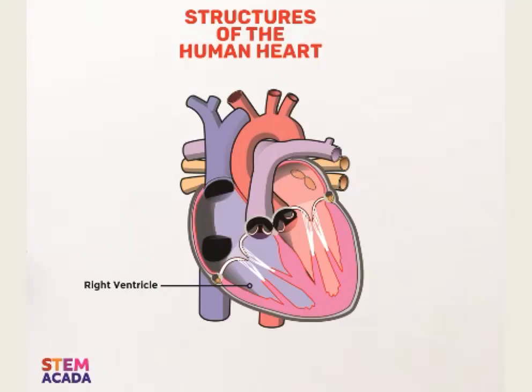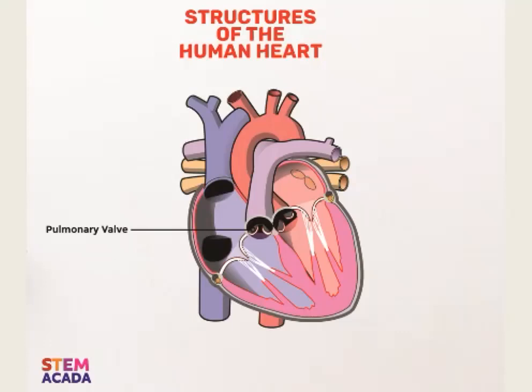Next is the right ventricle. The right ventricle is one of the four chambers of the heart. It is located on the right side of the heart. The right ventricle is responsible for pumping blood to the lungs, where it picks up oxygen and gets rid of carbon dioxide.